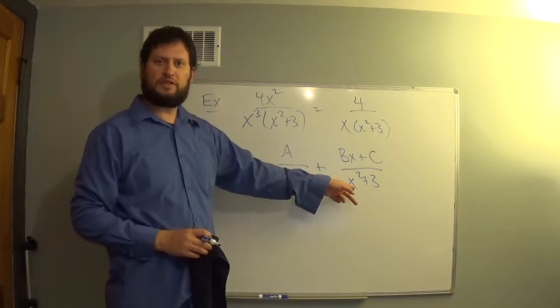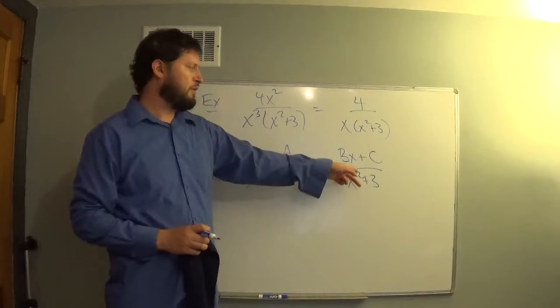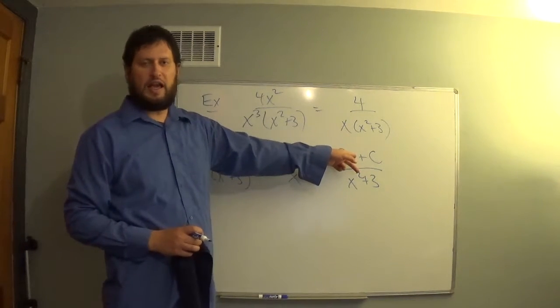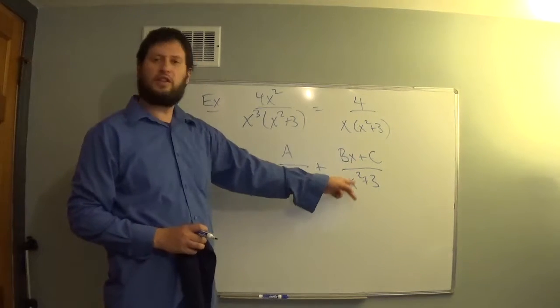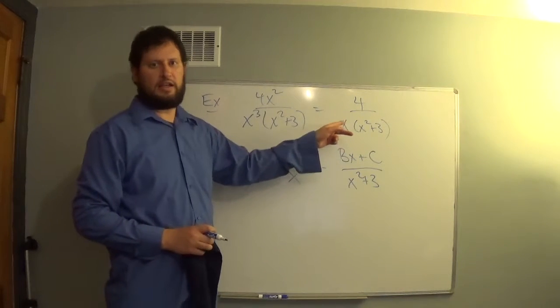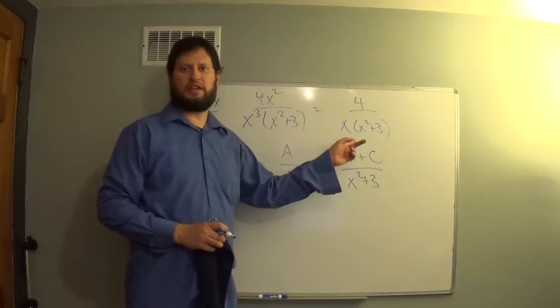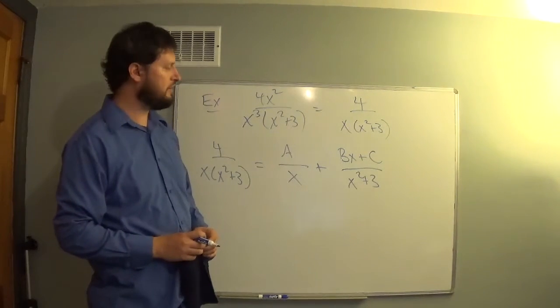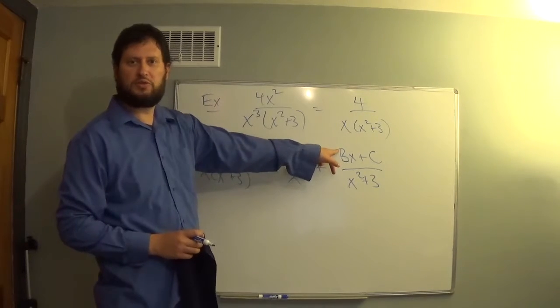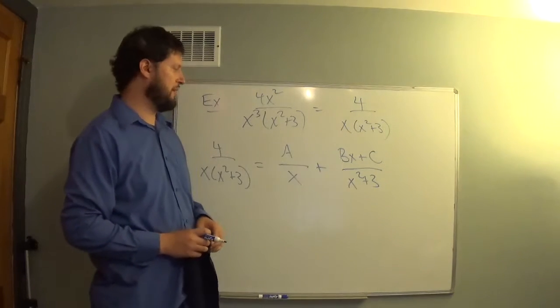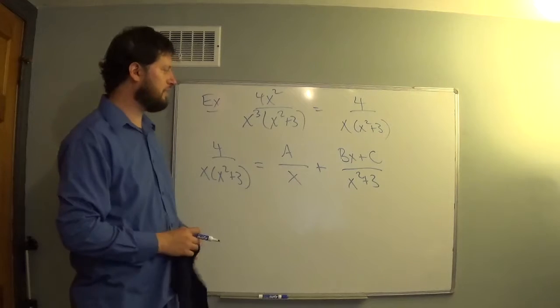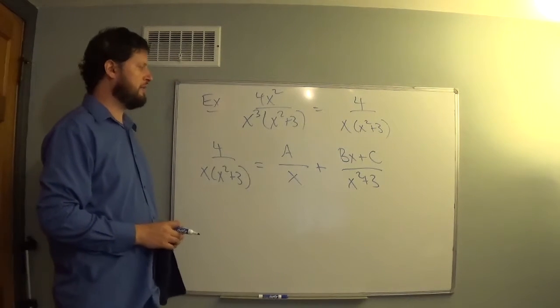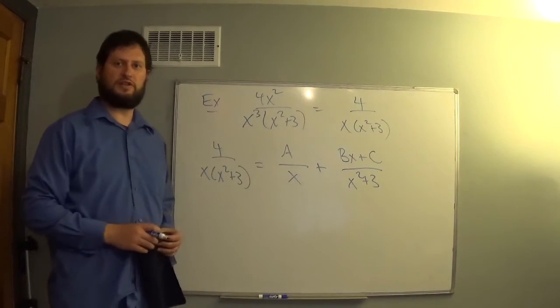So if this is a quadratic, if it's an x squared, we'll have a generic linear, just an x above it. If I had an x to the 4th down here, this would be bx cubed plus cx squared plus dx plus e, just as a constant. We always have to have this be 1 degree lower than whatever the denominator is. But that is the first step in our partial fractions decomposition.